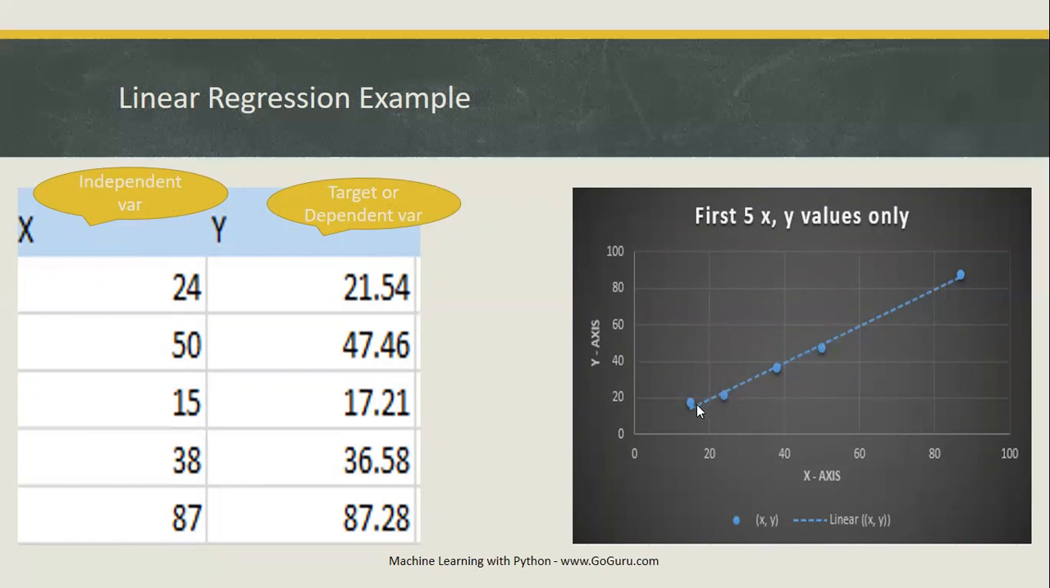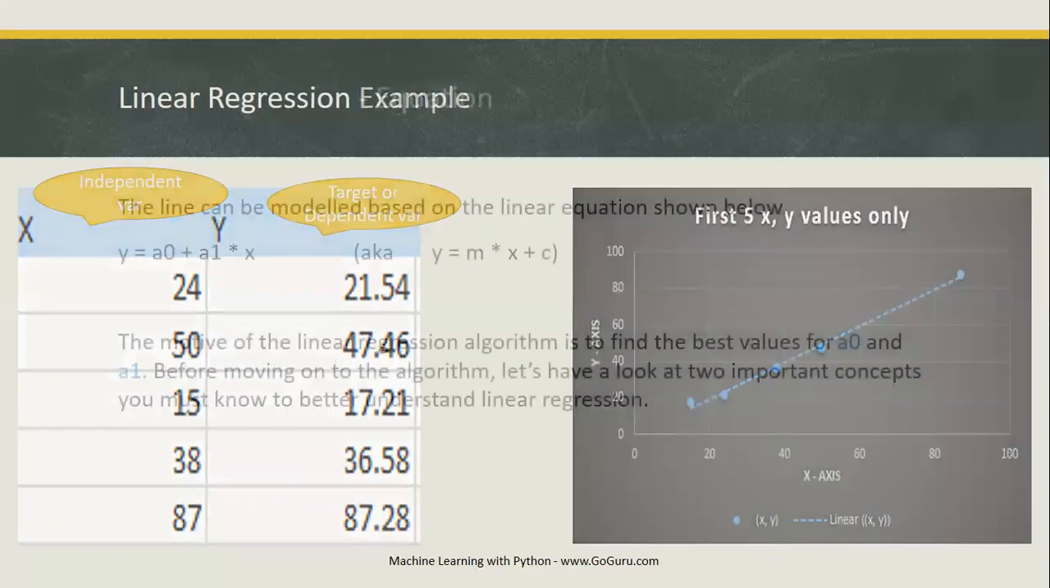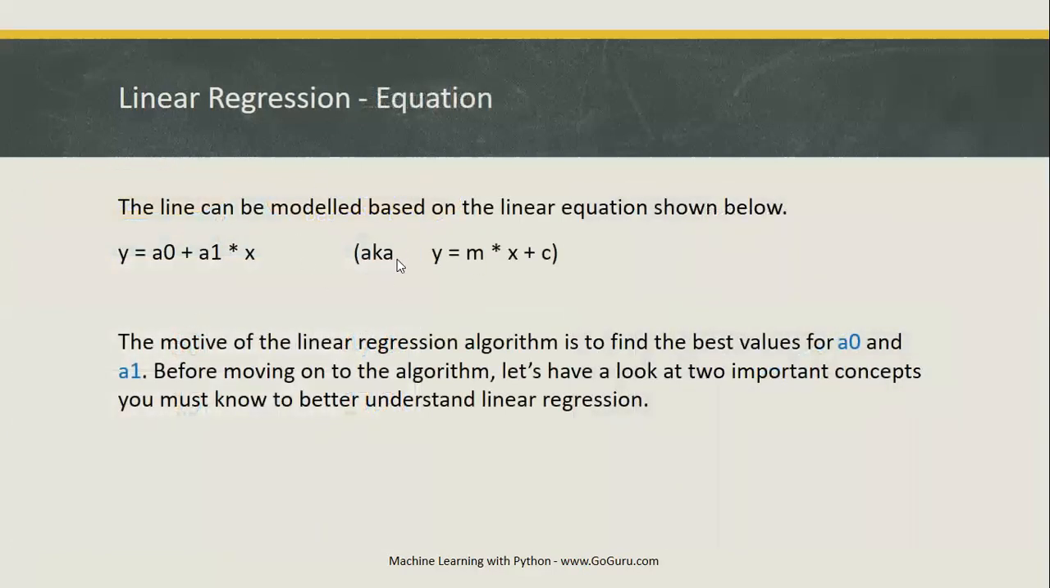And a0 is the point at which, if you extend this line a little bit, it crosses the Y axis. That is our intercept, which also means Y intercept. So this is all about the equation. Some of you may also be familiar with this equation as y is equal to mx plus c, where m is the slope and c is the intercept. So our goal is to find the best prediction values for a0 and a1.